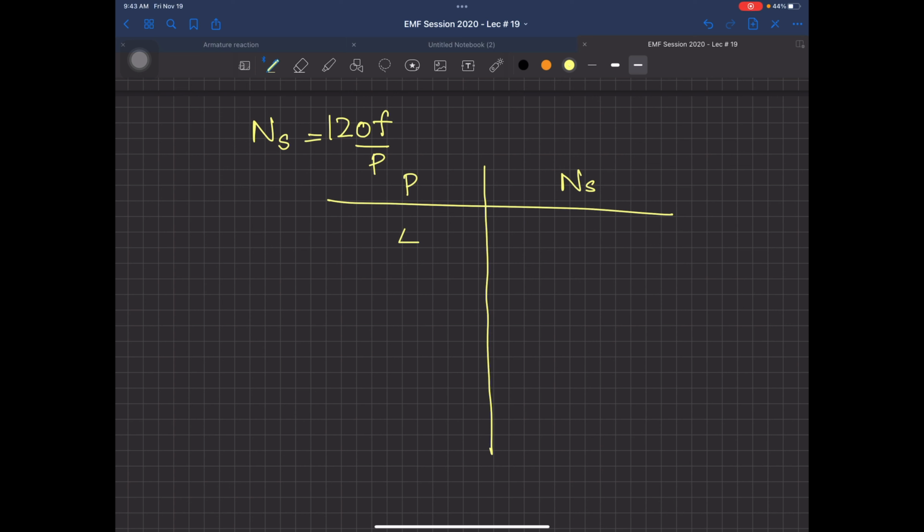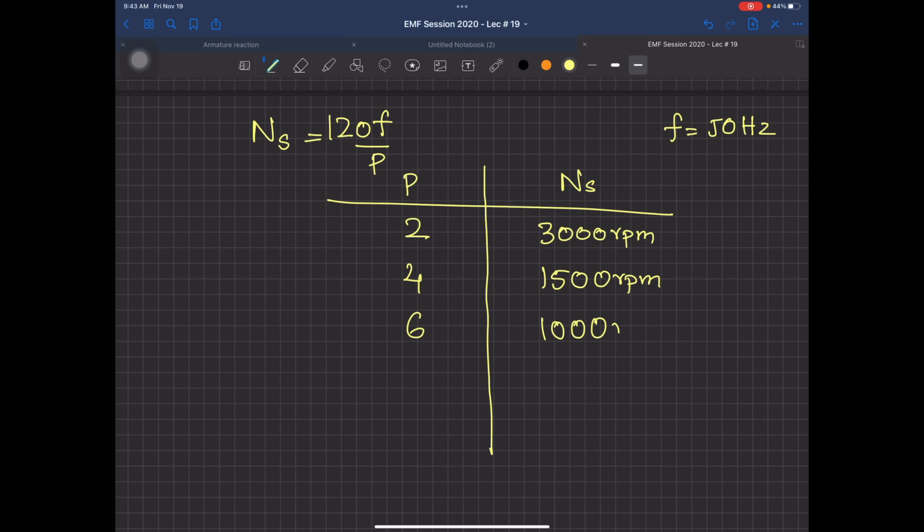F is 50 hertz. 120 into 50 divided by 2 gives 3000 RPM. This was actually 2 poles, so why has it changed? When you have 4 poles, what will it be? 1500 RPM. If you have 6 poles, this will be 1000 RPM.